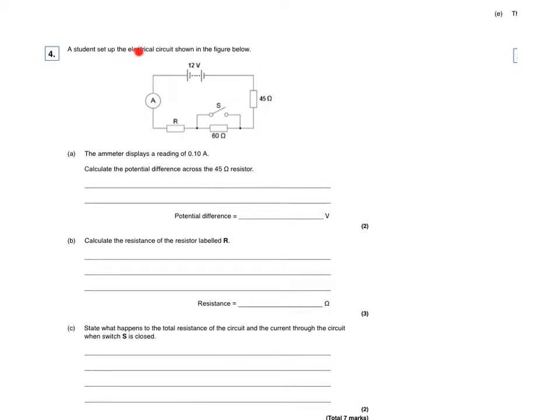A student set up the electrical circuit as shown in the figure below. The ammeter displays a reading of 0.1 amps. Calculate the potential difference across the 45 ohm resistor. Calculate the resistance of the resistor labelled R. State what happened to the total resistance of the circuit and the current through the circuit when the switch S is closed.